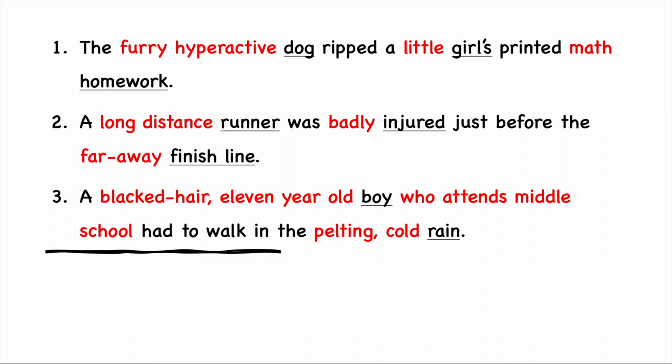So the red words are the words I added, and they're describing the word that's underlined. Number 2, a long-distance runner was badly injured just before the faraway finish line. And number 3, a black-haired 11-year-old boy who attends middle school had to walk in the pelting cold rain.